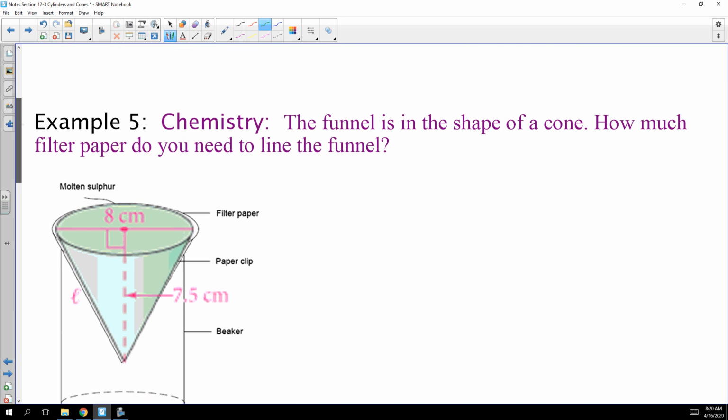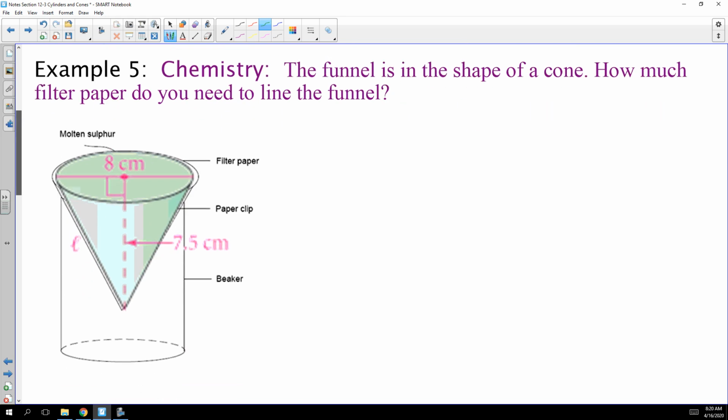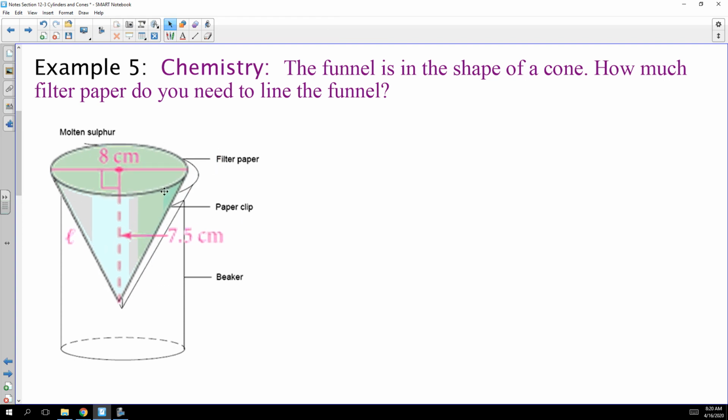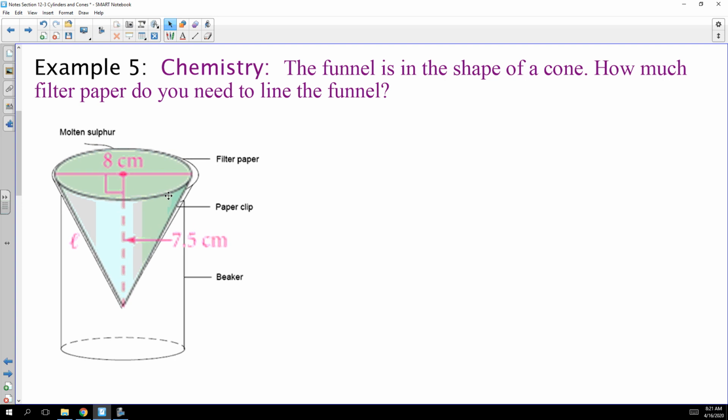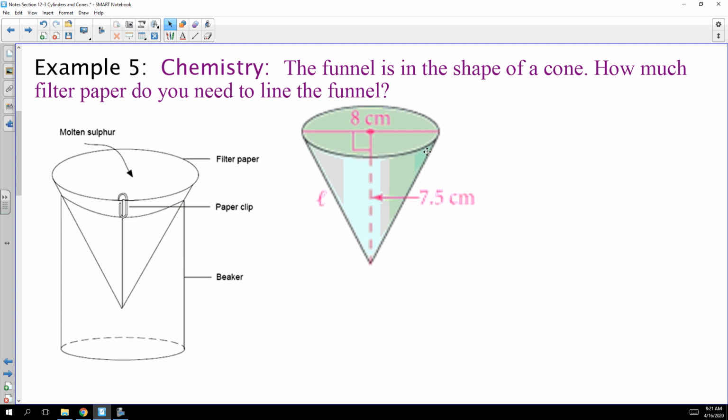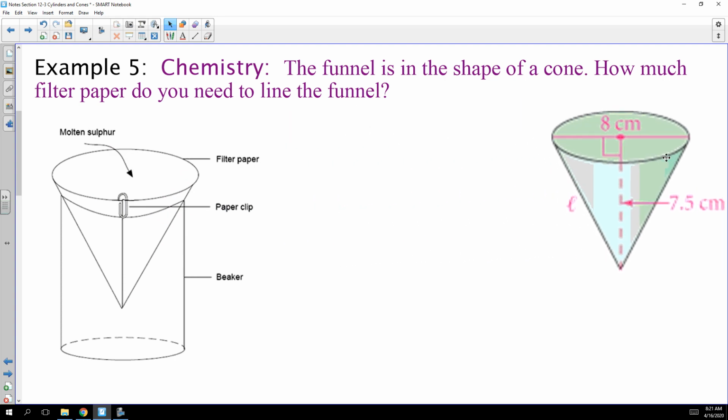Okay, so let's talk about maybe an application in chemistry. We have a funnel that's in the shape of a cone. How much filter paper do you need to line the funnel? So let's think about what we need then. We're trying to pour something maybe into a beaker through a filter. So we're going to take this filter paper out and think about what we need a little bit. Now you're not really told what it is you need to find, right? So how much filter paper do you need to line the funnel?